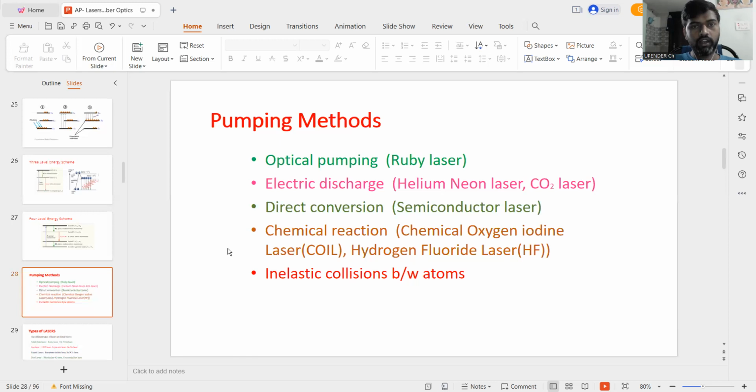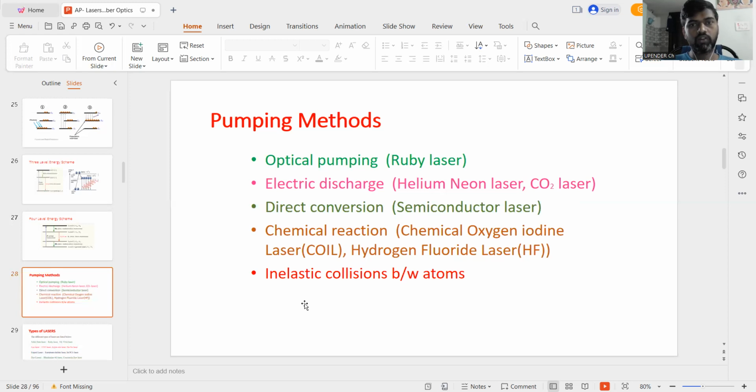Next one is pumping methods. What are the pumping methods here? There are five types of pumping methods, depending upon the active medium or laser medium. First one is the optical pumping method. Optical pumping means we are sending light energy to the active medium, which is the ruby rod in the case of the ruby laser. Next one is the electrical discharge method.